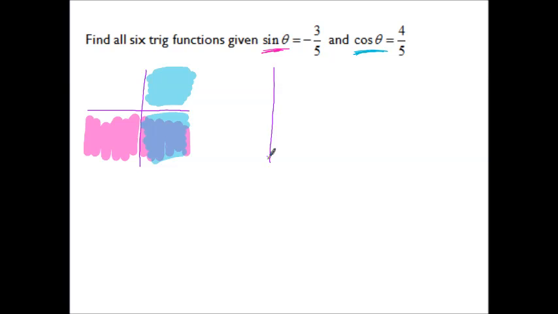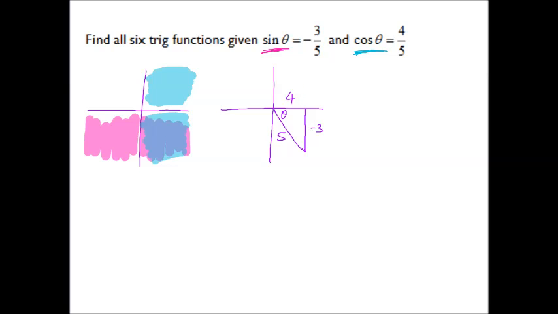Let's draw a fresh coordinate plane. Our angle is in the 4th quadrant, and we're always going to draw this angle with this leg going towards the x-axis. This is theta, and our sine is negative 3 over 5. That means that our y-coordinate is negative 3. We are in the 4th quadrant after all. Our hypotenuse is 5. The cosine is 4 over 5. That means that the adjacent side is 4.